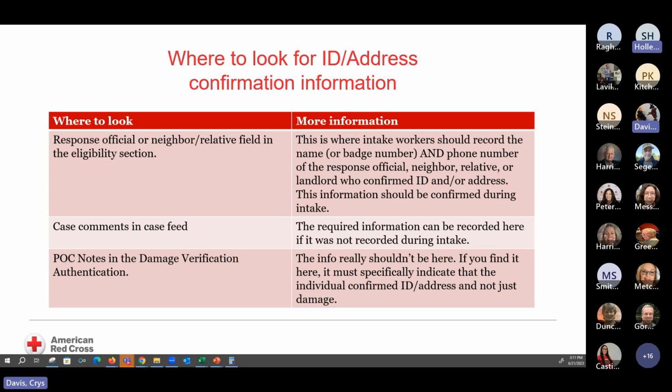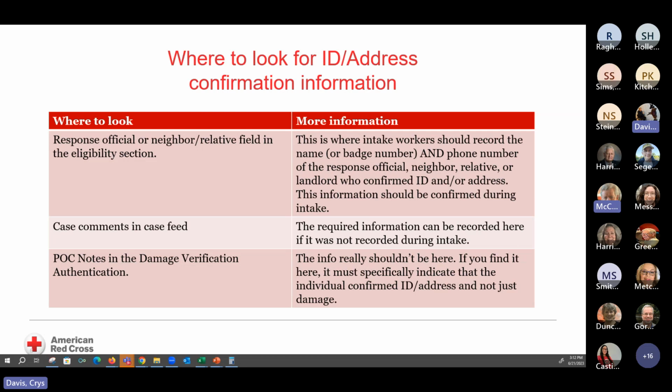Kevin asks, how soon after the response is the response official or neighbor relative entry line closed? Do you mean like when can they put the information in? Right. What happens is I get a lot of responses back, after letting the responders know that they're missing a phone number or name, and they come back and say, I can no longer make an entry on that line within the eligibility section. So I'm wondering, how quick is that closed off to them?